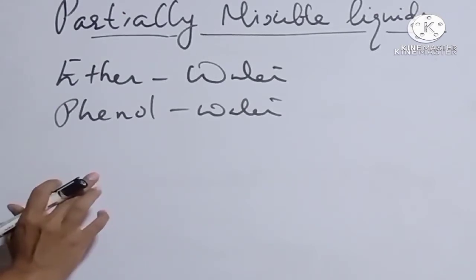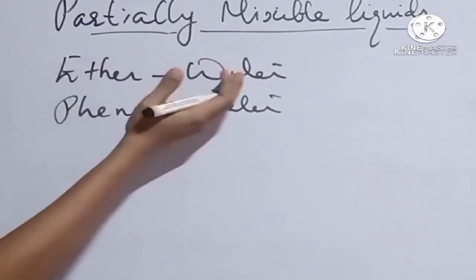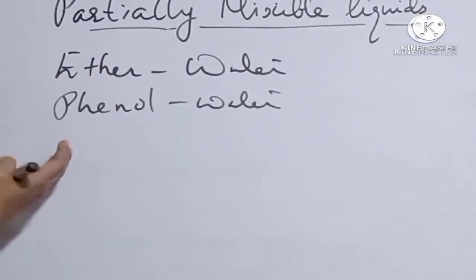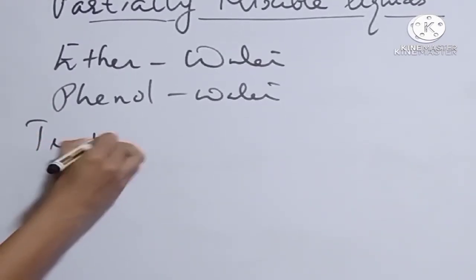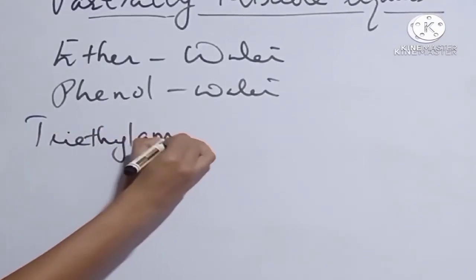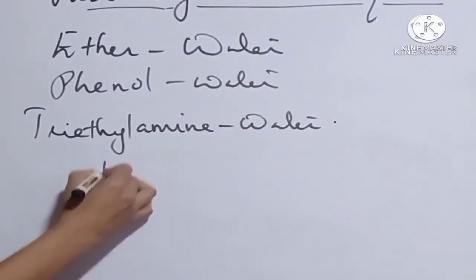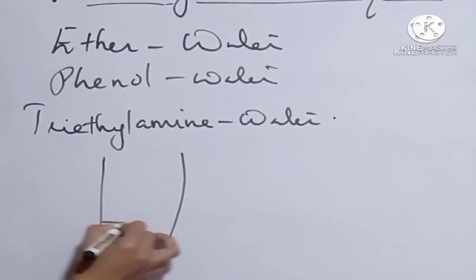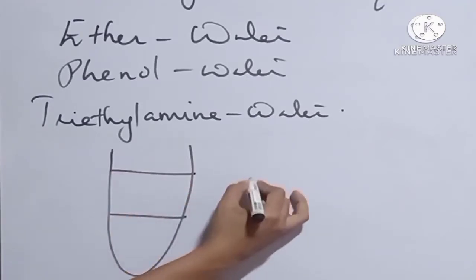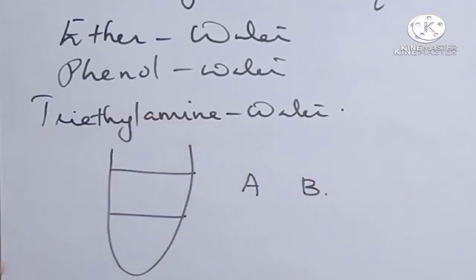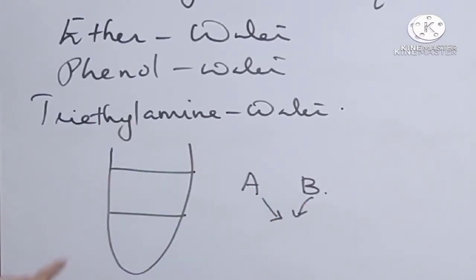Most of the organic solvents are partially miscible in water. If we mix ether and water or phenol water or triethylamine water, etc., they'll form two layers. So imagine we are going to mix two partially miscible liquids A and B. If we mix these partially miscible liquids, they'll form two layers.